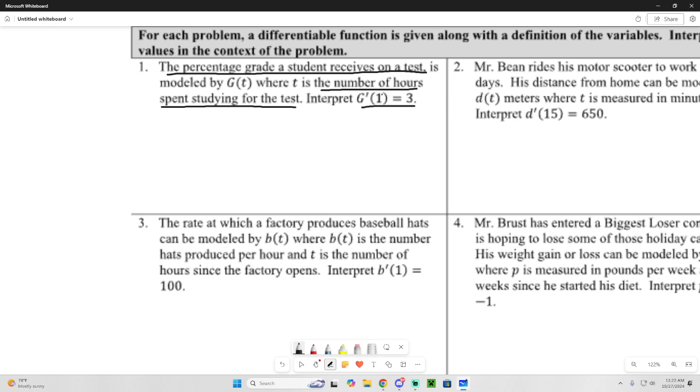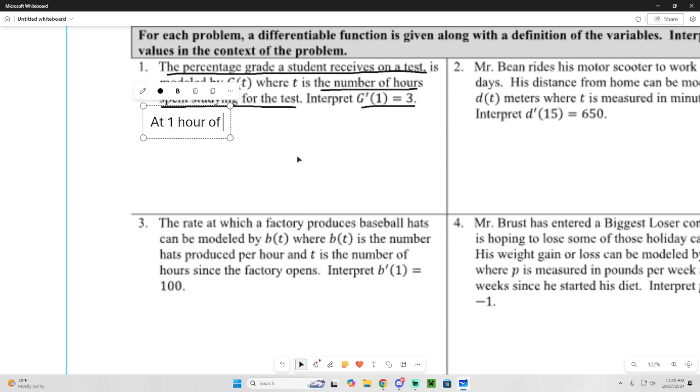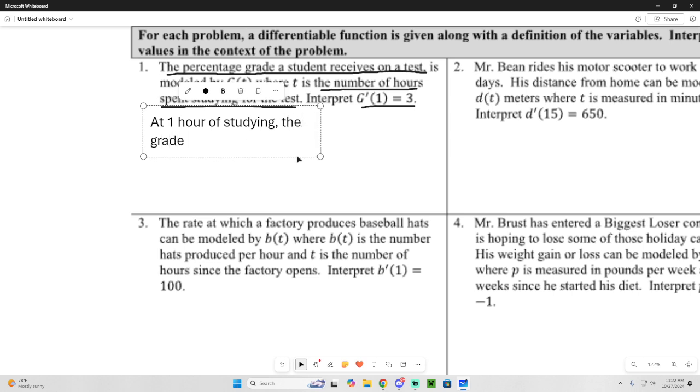That means at 1, which is our independent variable, number of hours. So at 1 hour, the rate of change will be 3%. So let's see how we would write that out. We would say at 1 hour of studying, the grade will improve, and we can see that the derivative is positive, which means it's increasing, so we're going to say improve at a rate of 3% per hour.